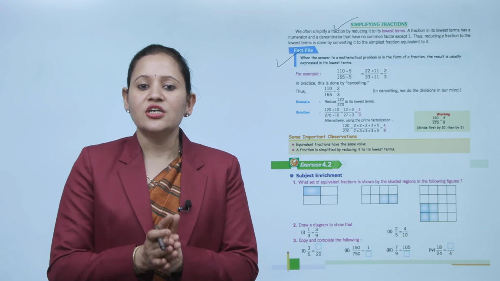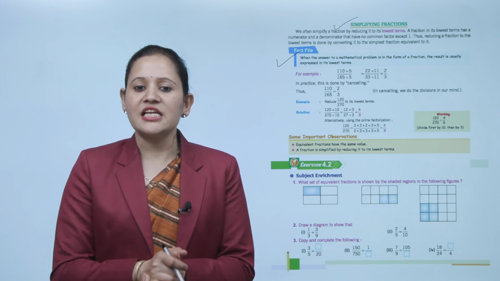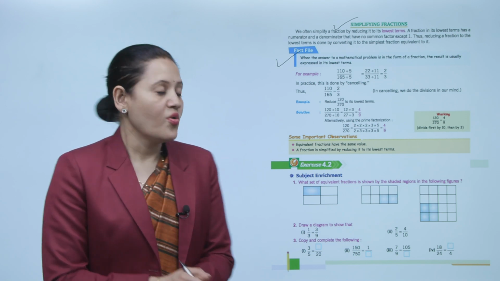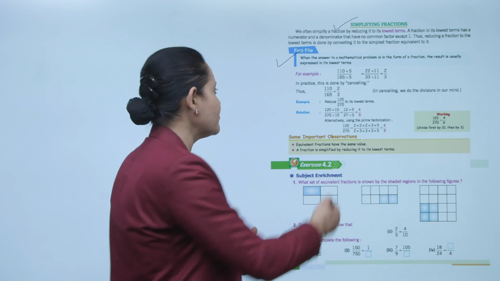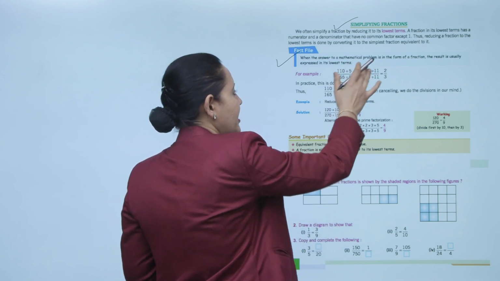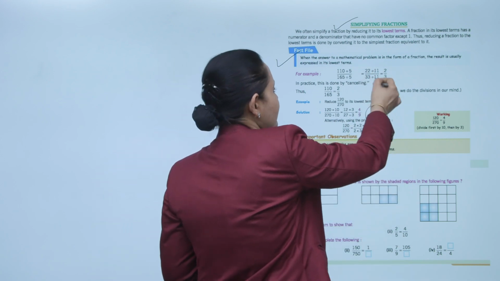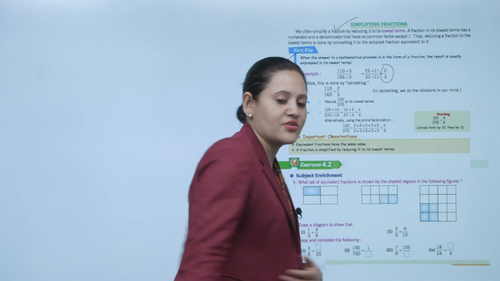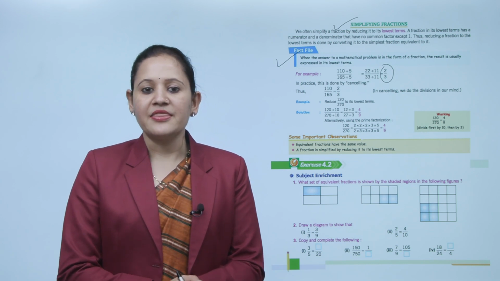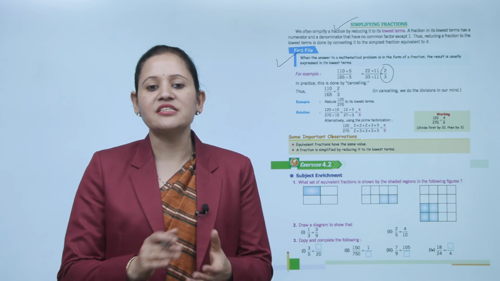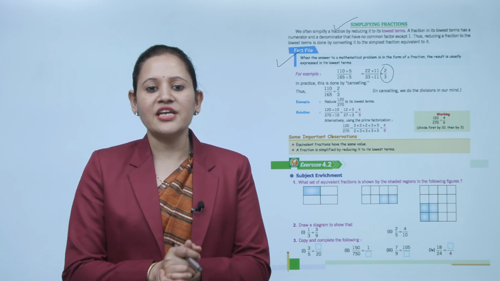When the answer to a mathematical problem is in the form of a fraction, the result is usually expressed in its lowest term. For example, 110 upon 165. So we have to convert it to the lowest term. First, we divide both numerator and denominator by 5, and we get 22 upon 33. Now their common factor, the HCF, is 11, so we divide by 11 and get 2 by 3. That is the lowest form of that fraction. In practice, this is done by cancelling. Thus, 110 upon 165 equals 2 by 3. In cancelling, we do the division in our mind. Clear? Now, we'll take an example.